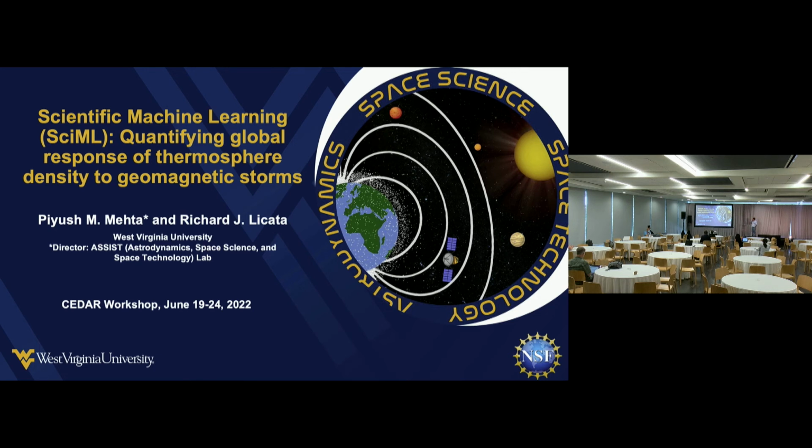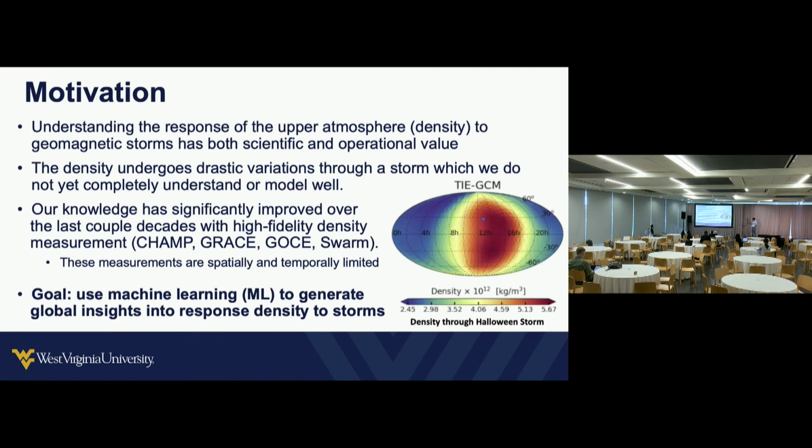So the first talk is titled Scientific Machine Learning, and in this particular case, we are looking at how we could use machine learning to quantify global response of thermosphere density to geomagnetic storms. So the motivation is the desire to better understand how geomagnetic storms affect thermospheric density, more so on a global scale. We don't currently, as we know, do a good job at that. There is still a lot of missing information, gaps that need to be filled.